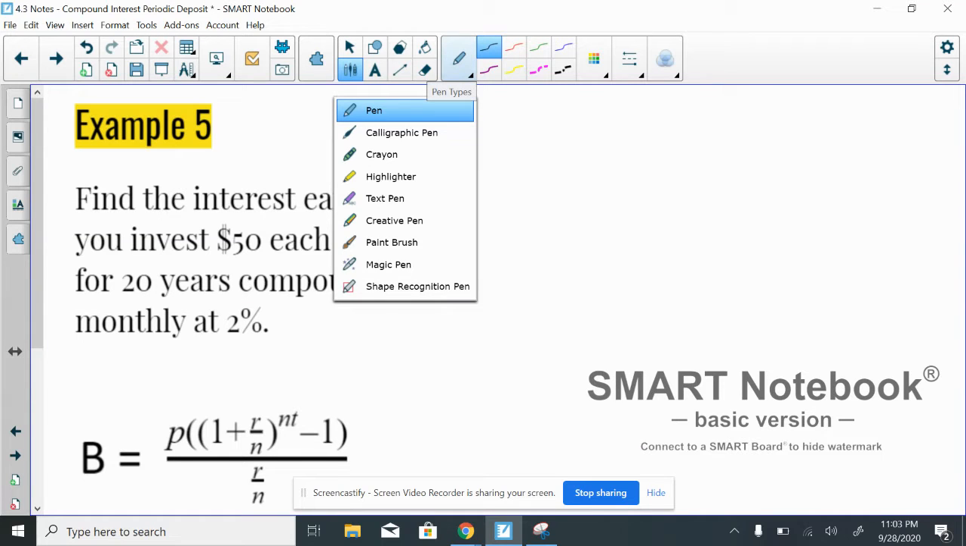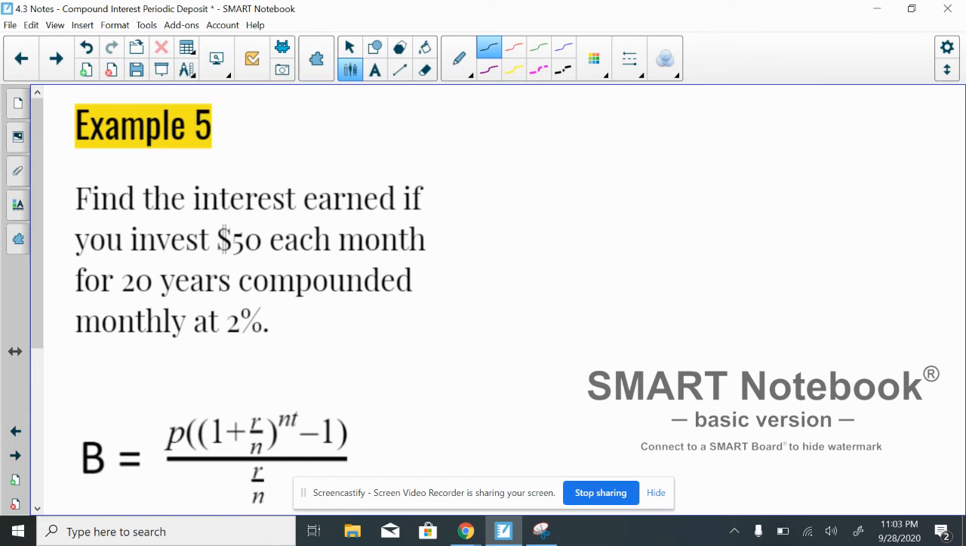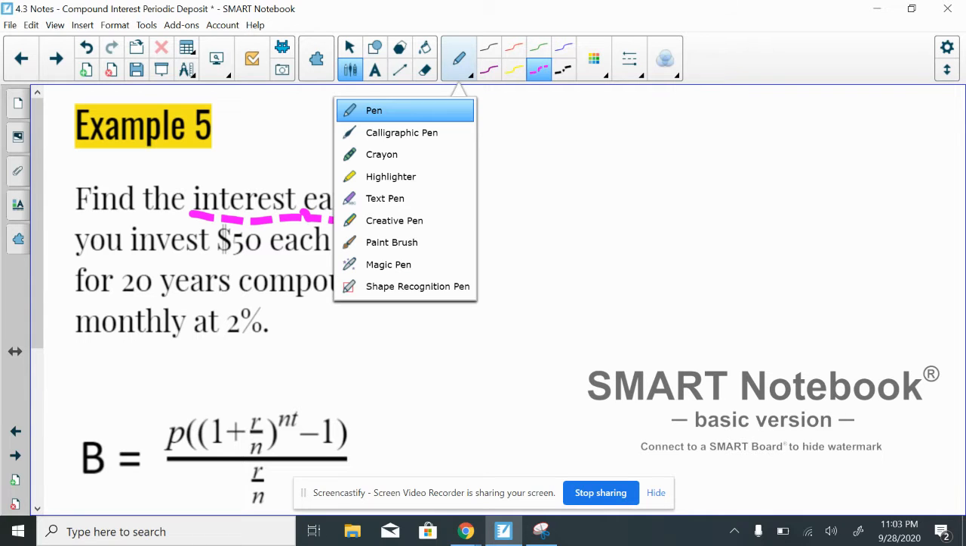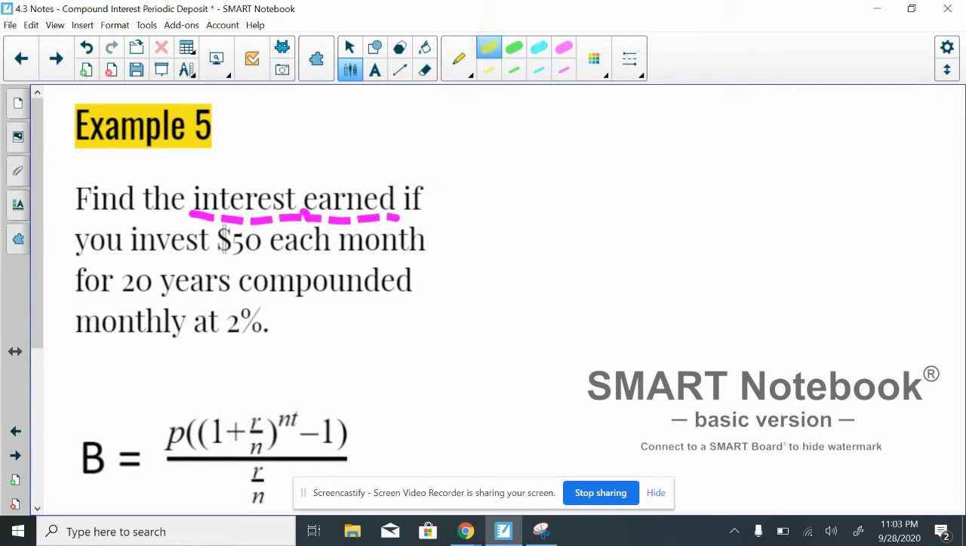You guys, example 5 is actually going to switch up a little bit. So in example 5, it does not ask us to find the ending account balance. It does ask us to find the interest earned, okay? I'm just going to underline that there. It's a little bit ugly, but that's okay. So find the interest earned if you invest $50 each month.